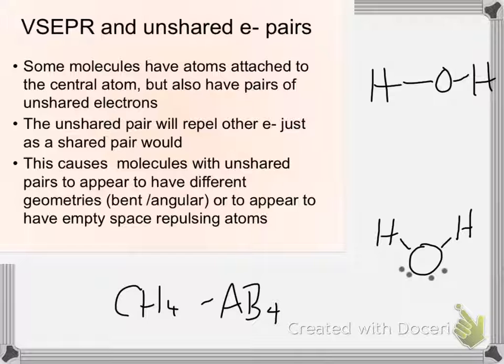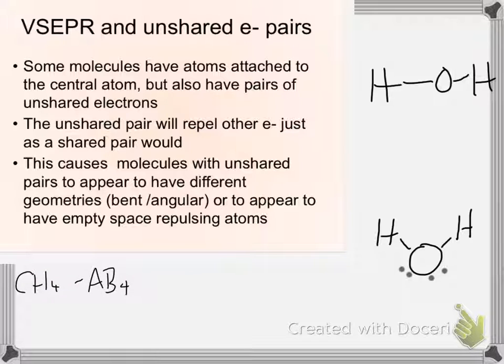In the case of water, how many actual atoms? So we have a central atom, that's an A. How many atoms are attached? 2. So A, B, 2. But there's something else that's changing the shape of this molecule. What is it? What's changing the shape of the molecule?